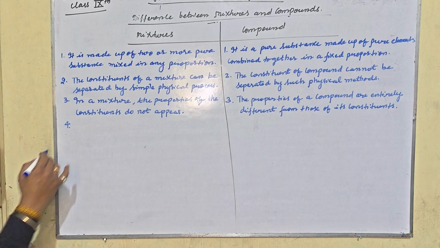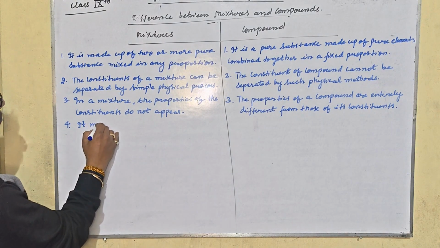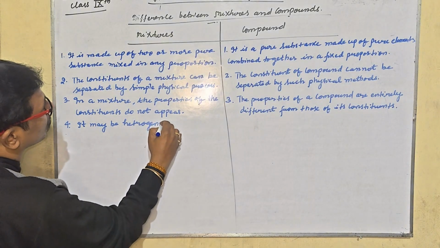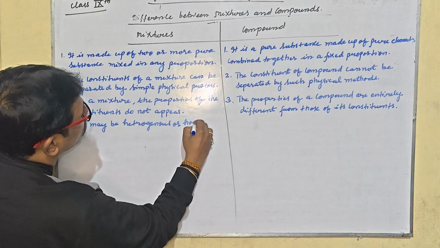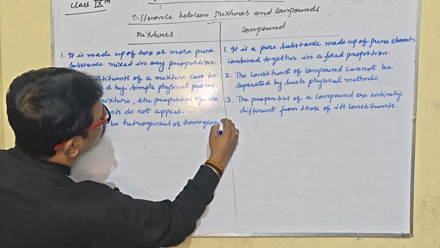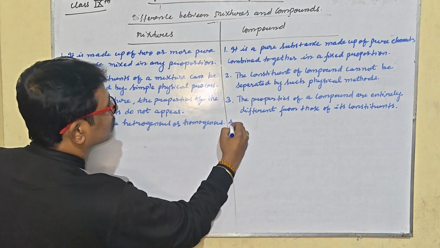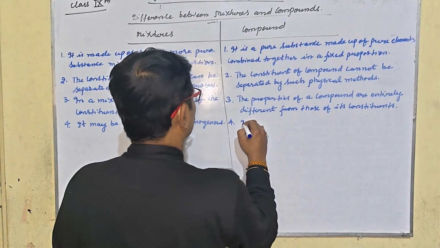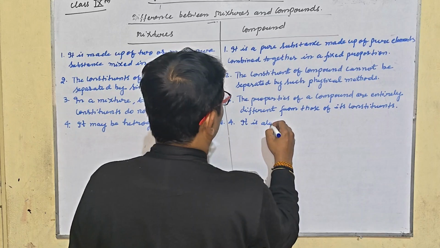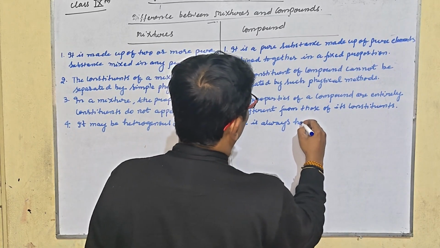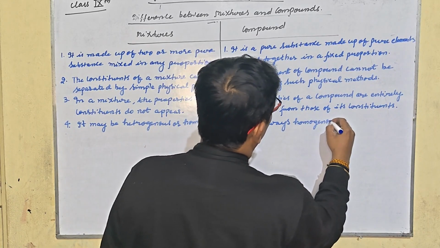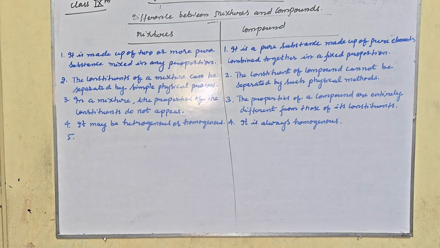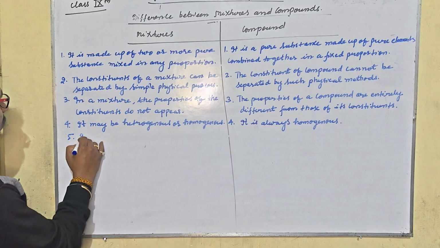Fourth point: a mixture may be heterogeneous or homogeneous. A compound is always homogeneous. Fifth point of difference: in its formation no new substance is formed.